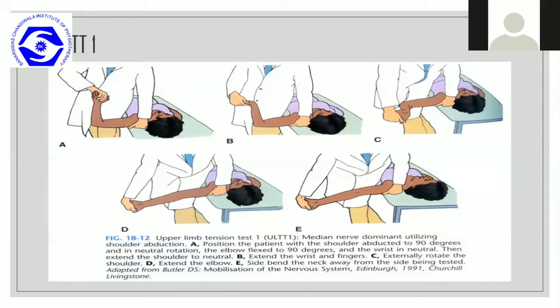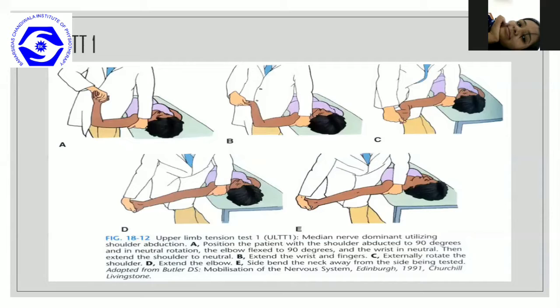The shoulder is abducted to 90 degrees, and then the arm is externally rotated. The elbow is extended. Fingers and wrist are extended. And in the last figure, that is E, this is used as a sensitizer.